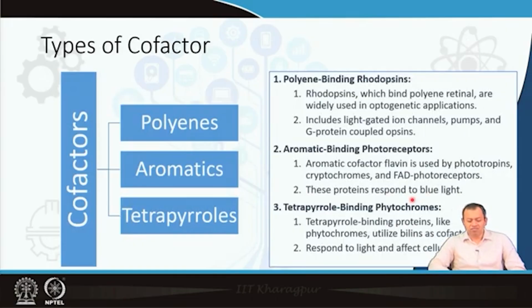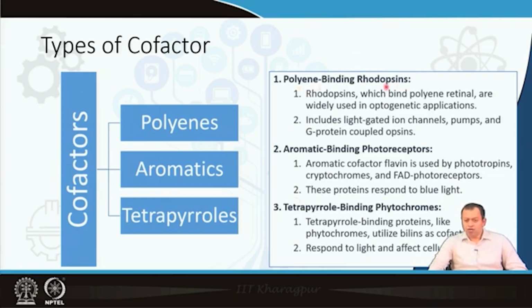So, what are the different types of cofactors that we can use? Remember, these are non-protein molecules. They can be polyenes, aromatics, or tetrapyrroles. Sometimes metallic nanoparticles have also been used. We will be discussing metallic nanoparticles in the brain pretty soon.